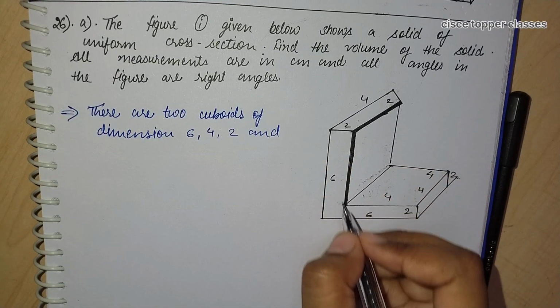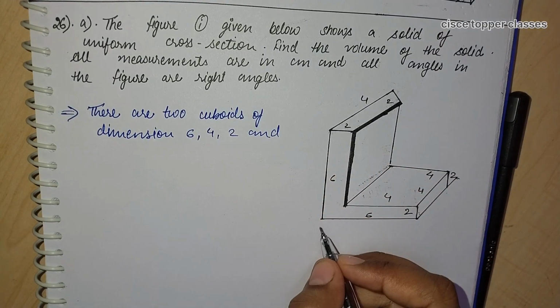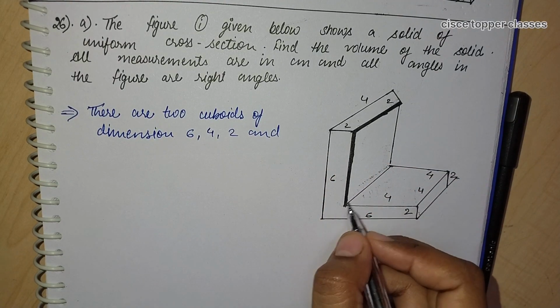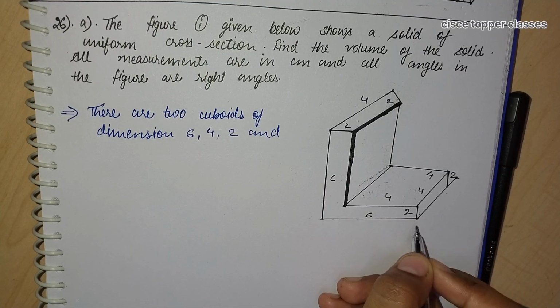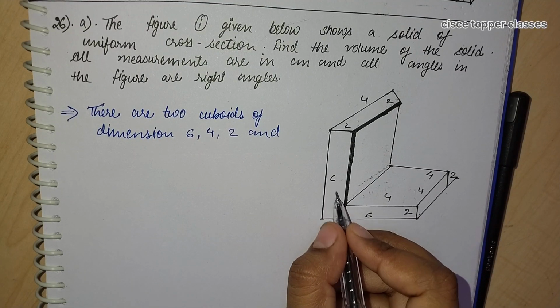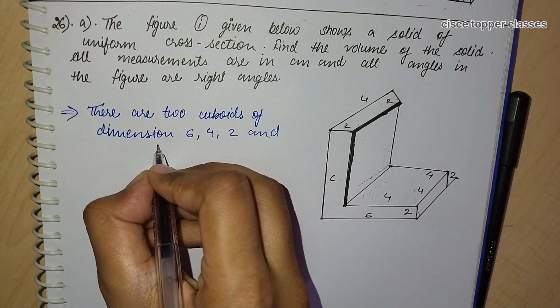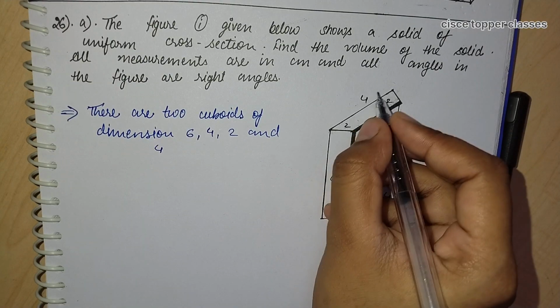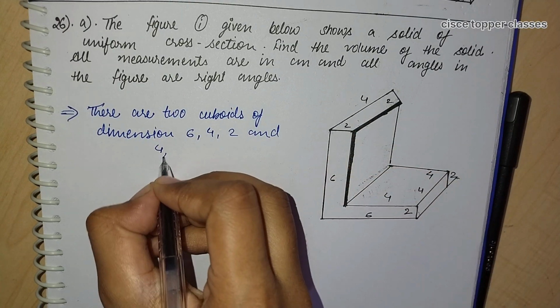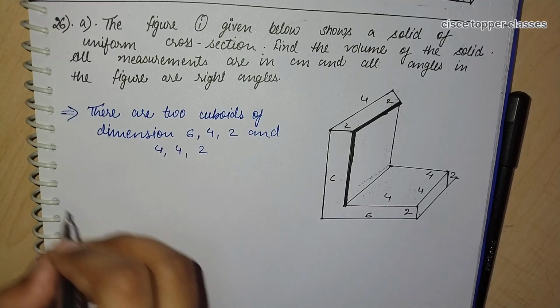And the second dimension of the cuboid will be, here the whole side is 6. So we will subtract 6 with 2. This is the height of this part. So this will be 6 minus 2, it will be 4. So 4 comma 4 means width is also 4, height is again 2. So this will be 4 comma 4 comma 2.